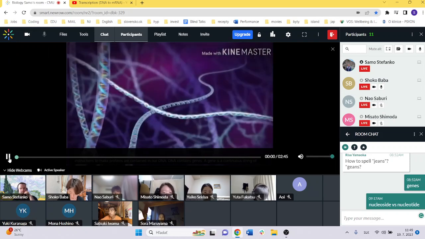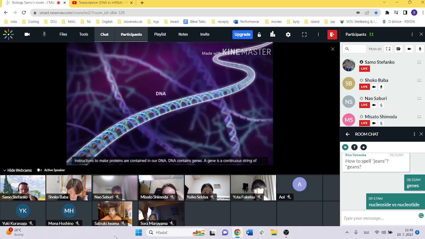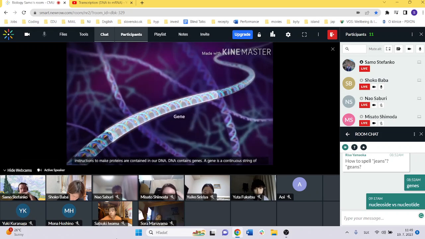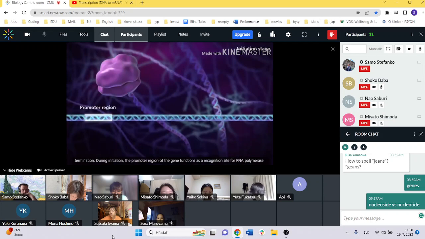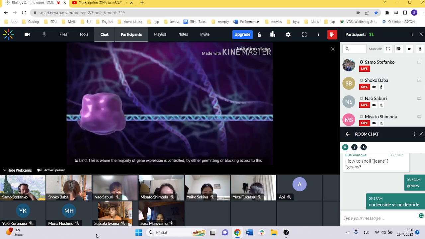Proteins are contained in our DNA. DNA contains genes. A gene is a continuous string of nucleotides containing a region that codes for an RNA molecule. This region begins with a promoter and ends in a terminator. Genes also contain regulatory sequences that can be found near the promoter or at a more distant location. The promoter region of the gene functions as a recognition site for RNA polymerase to bind.